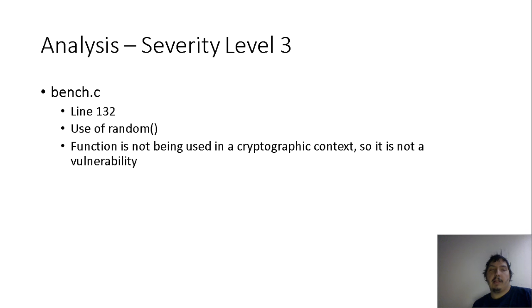Now in bench.c, remember this is a test function, so it shouldn't be called normally. But the use of random here is flagged because random should not be used in cryptographic contexts. In this case, it's not being used in a cryptographic context, so it's not a vulnerability.